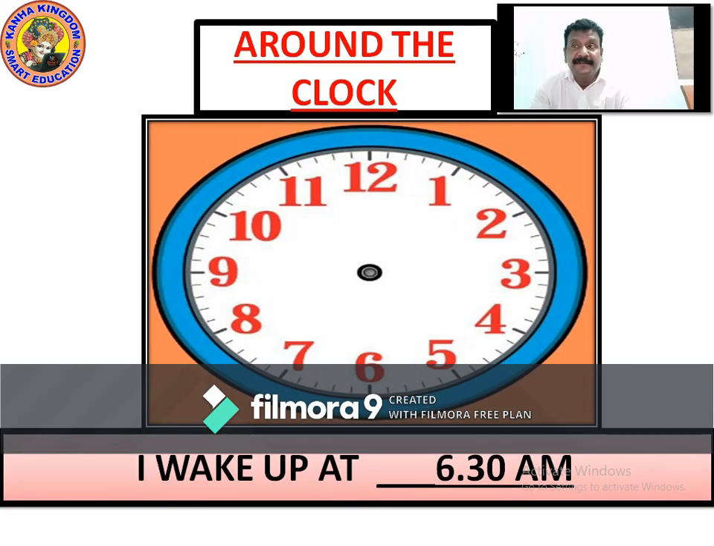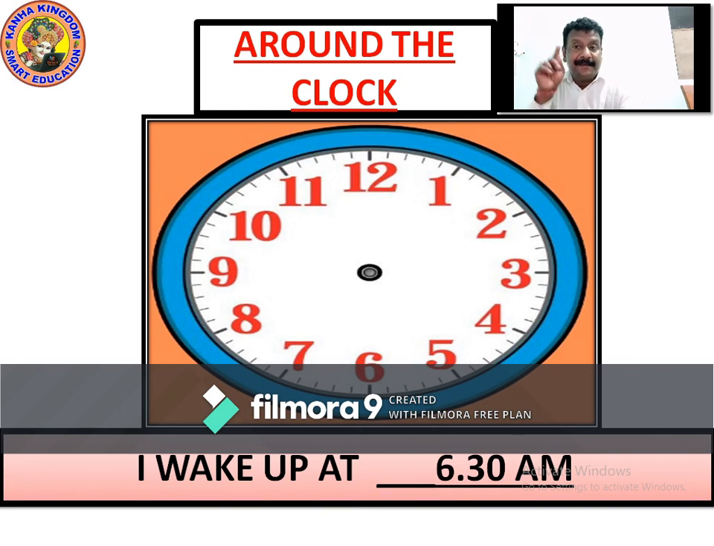Around the clock which you have to do, you have to mark 6:30. I wake up at 6:30. When you say 6:30 AM, this is the morning time. I wake up at 6:30 AM. Right? So what is this? 6:30 AM is your timing, morning time.